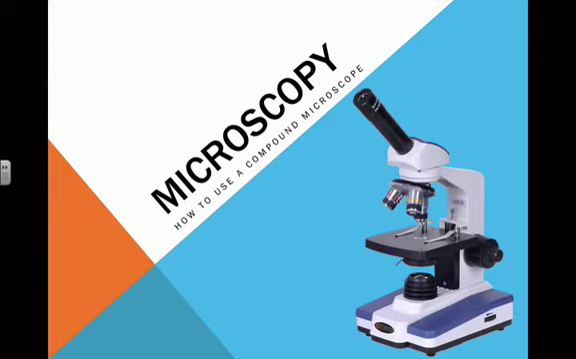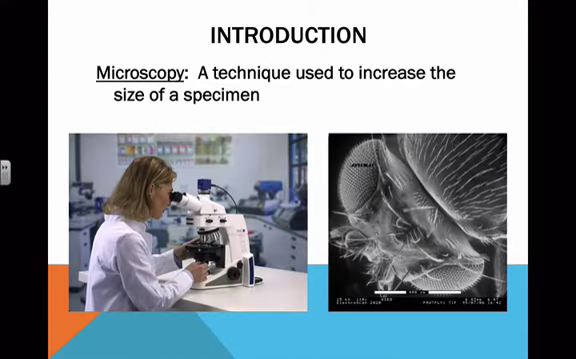This word microscopy, well, you've got a picture here, so I think you can guess what it's about. It's about using microscopes, and specifically the type of microscope we use in class is called a compound or a light microscope. So in biology, we can't really see everything we need to see that is living or details on living things. So we use microscopy as a way to increase the size of a specimen.